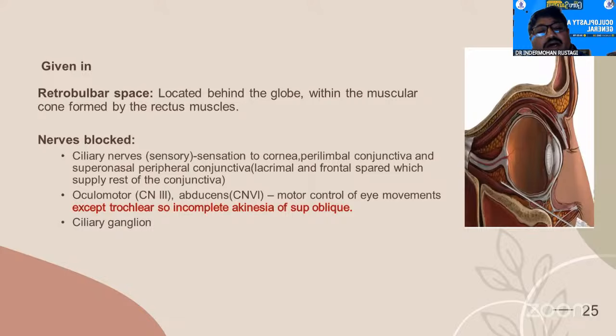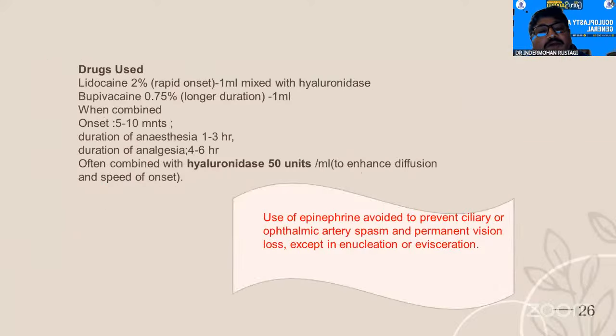It is given in the retrobulbar space, which is located behind the globe within the muscle cone, formed by the rectus muscles. These are the nerves which are blocked; almost all nerves are blocked except the trochlear, and it gives good anesthesia and akinesia. The drug used in this retrobulbar block is lidocaine 2%, which gives rapid onset, and then bupivacaine, which maintains the block. When these two are combined, the onset of the effect is within 5 to 10 minutes, and the effect lasts for 1 to 3 hours.